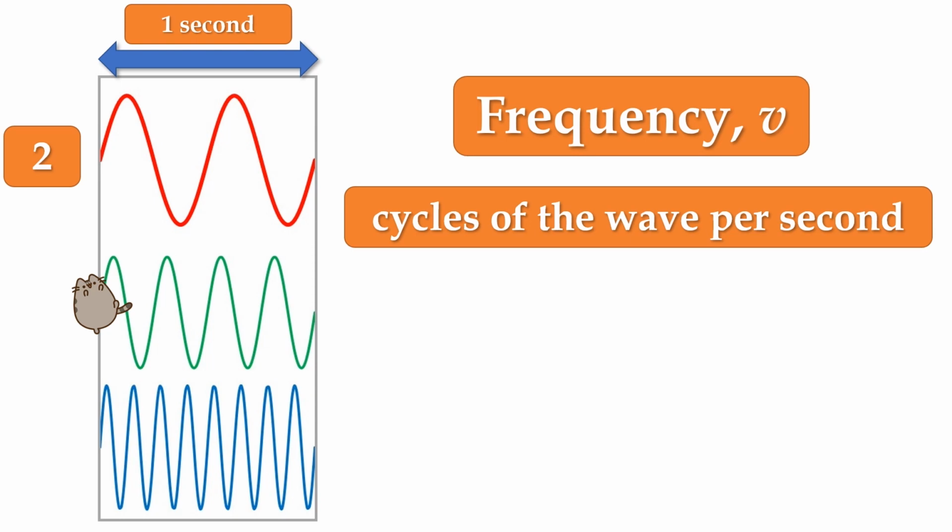Here, Argon goes through 4 cycles per second. And are you ready for our last example, Argon? Argon goes through 8 cycles per second in our last example.